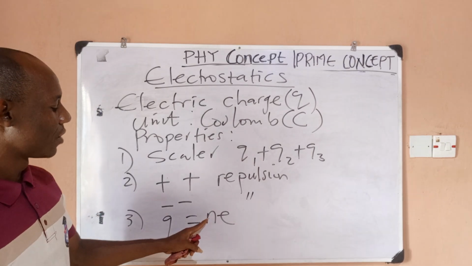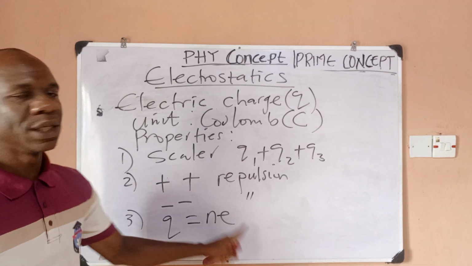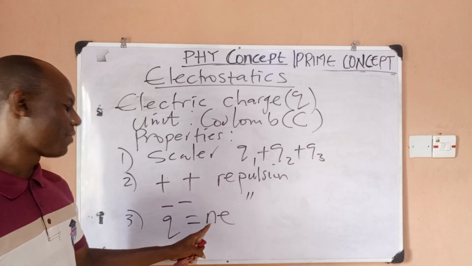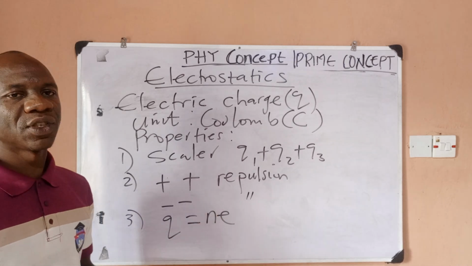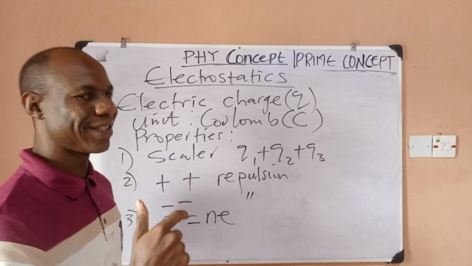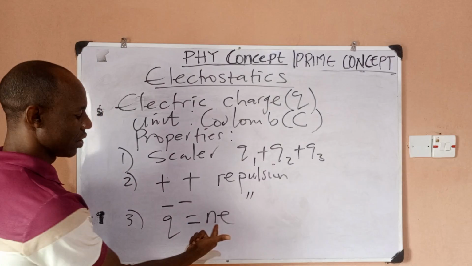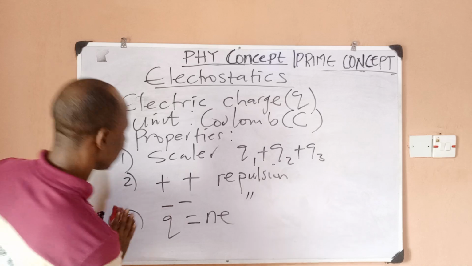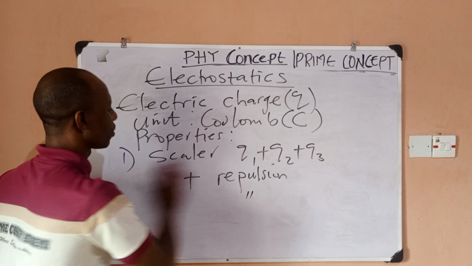So you can have 2E, you can have 1E, you can have 3E, but you cannot have 0.5E because 0.5 is not an integer. So electric charge is quantized. It comes in certain whole numbers, which is denoted by N. Now that is it.